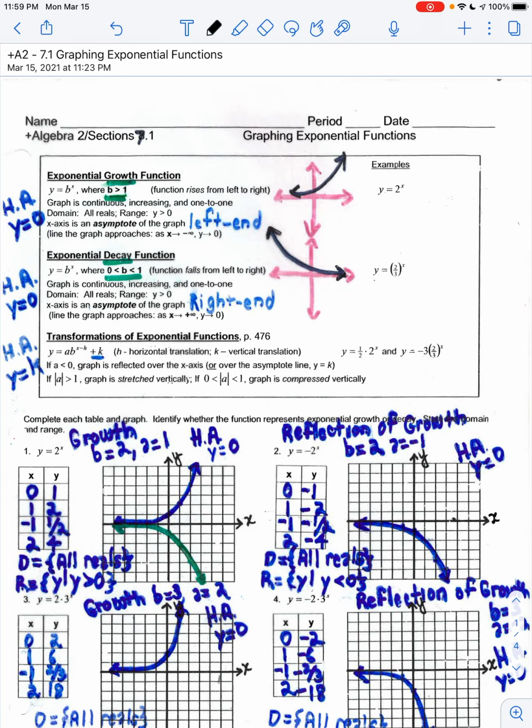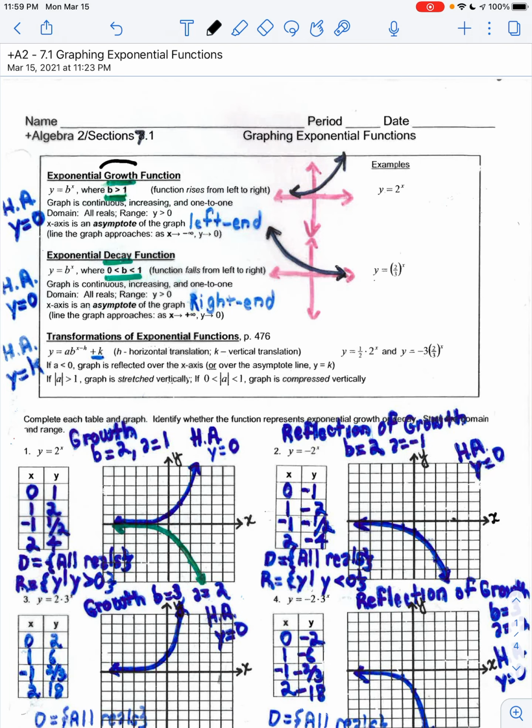This is the lesson for Tuesday, March the 16th, over section 7.1, Graphing Exponential Functions. So if you take a look at the handout that you'll receive, you're going to see at the top in the box that it talks about exponential functions, and there's some basic information you need to know about exponential functions.